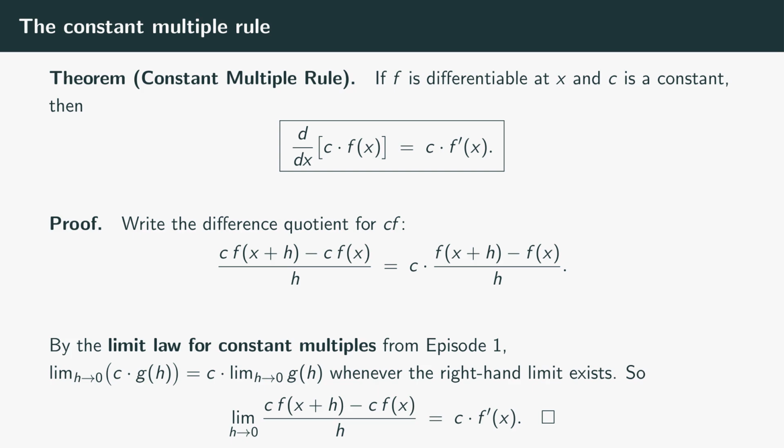Done. The geometric picture: multiplying f by c stretches its graph vertically by a factor of c. Tangent lines stretch the same way. Every slope gets multiplied by c. If f has slope 5 at some point, then 2f has slope 10 there. The rule is the algebraic version of that picture.